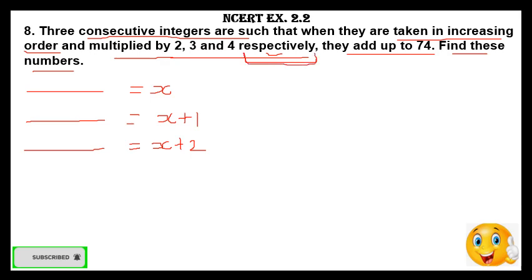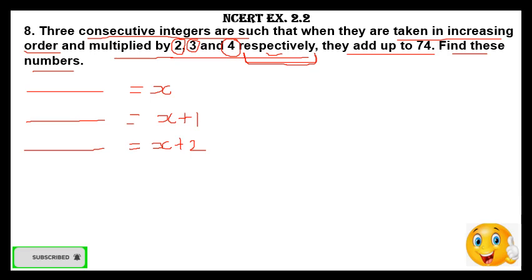Respectively means the first integer is to be multiplied with 2, the second is to be multiplied with 3, and the third is to be multiplied with 4. So x you need to multiply with 2, x plus 1 you need to multiply with 3, and x plus 2 is to be multiplied with 4. This is the meaning of respectively here. And when you add them, the result is equal to 74.